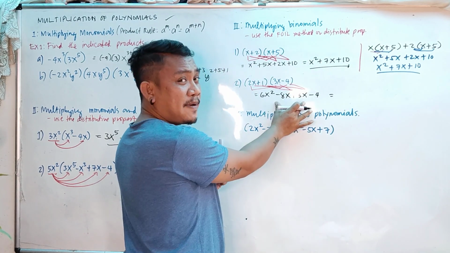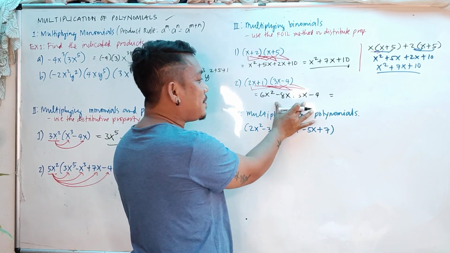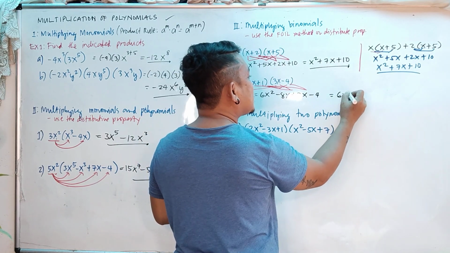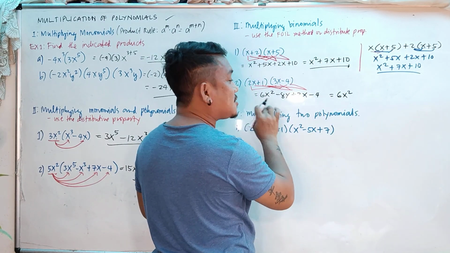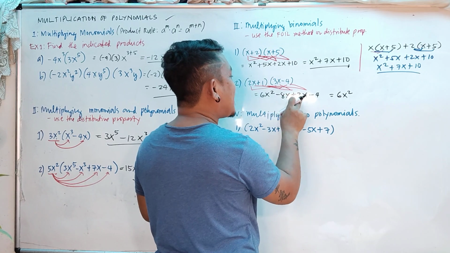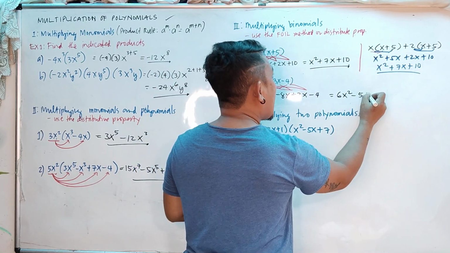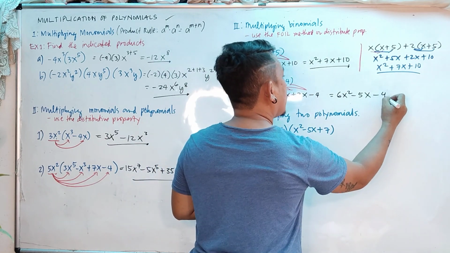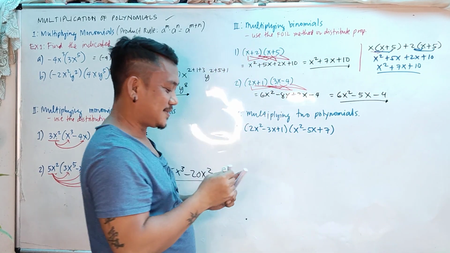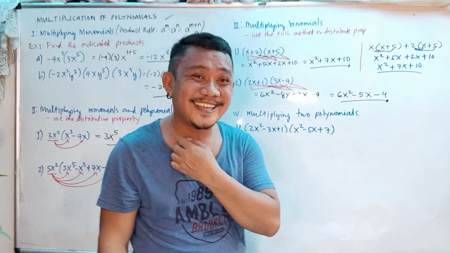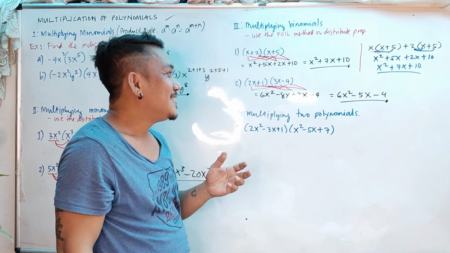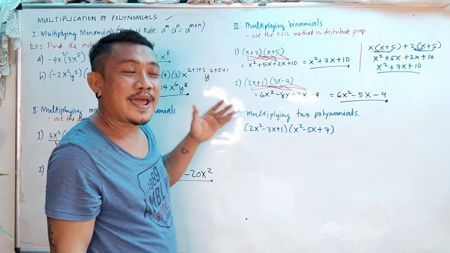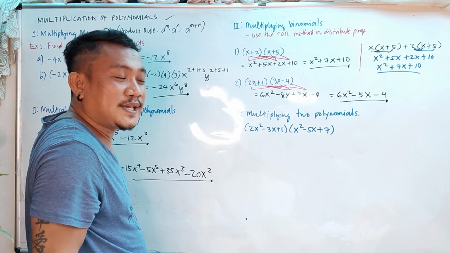Okay? So, we can combine. So, finalize your answer or simplify. You just copy 6x squared, because it cannot be combined with others. So, negative 8 plus 3, you have negative 5. Then, copy the variable x. Minus 4. Okay? Is it clear?